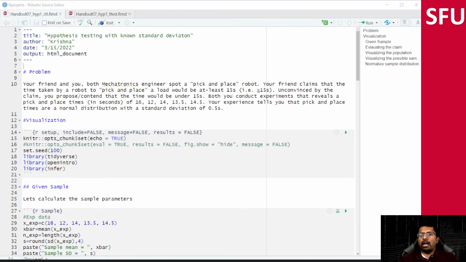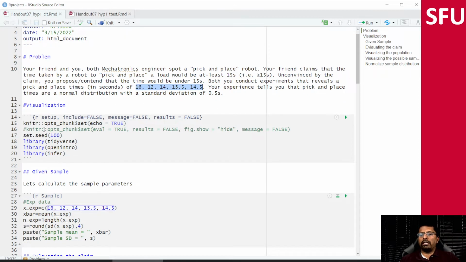So here we have RStudio fired up. This is what we're doing. I copied the problem. This is going to be the case where the standard deviation is basically known. So the idea here, again, is this is the problem and these are the experiments that you have done, and then you get these numbers over here. So let's do this setup. Generally for the random things, we set some seed value so that our problem is repeatable.